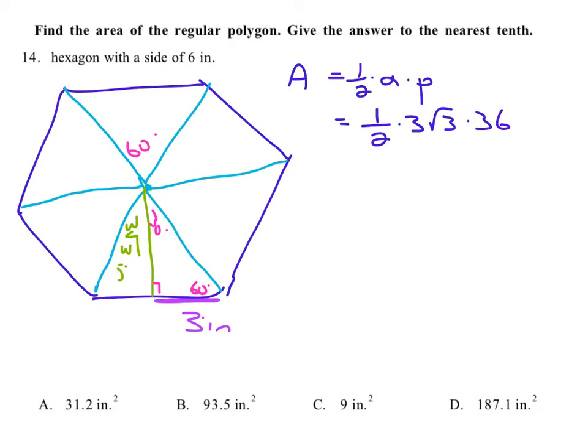So let's multiply all that. Let's see, just give me a second here. Do the square root of 3 times 3 times 36 times 1/2, and I get approximately 93.53, so 93.5 rounded to the nearest tenth of an inch. B.